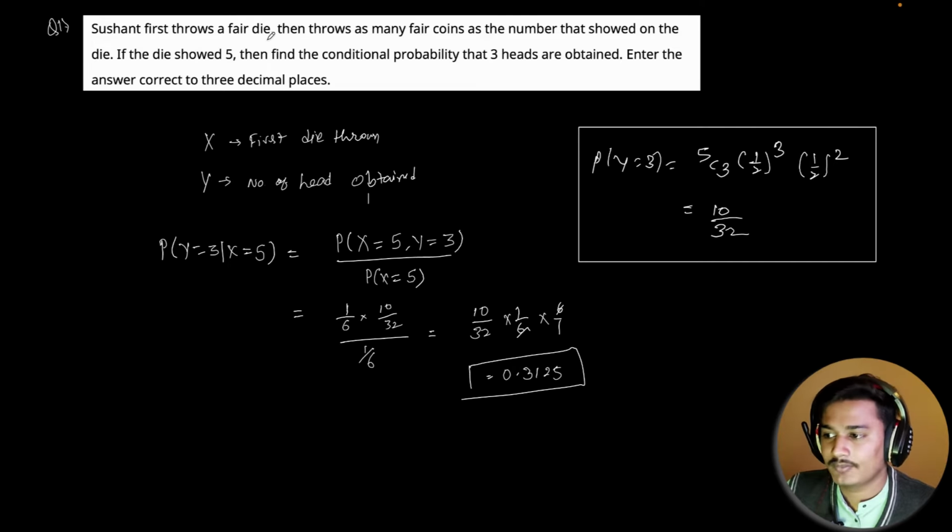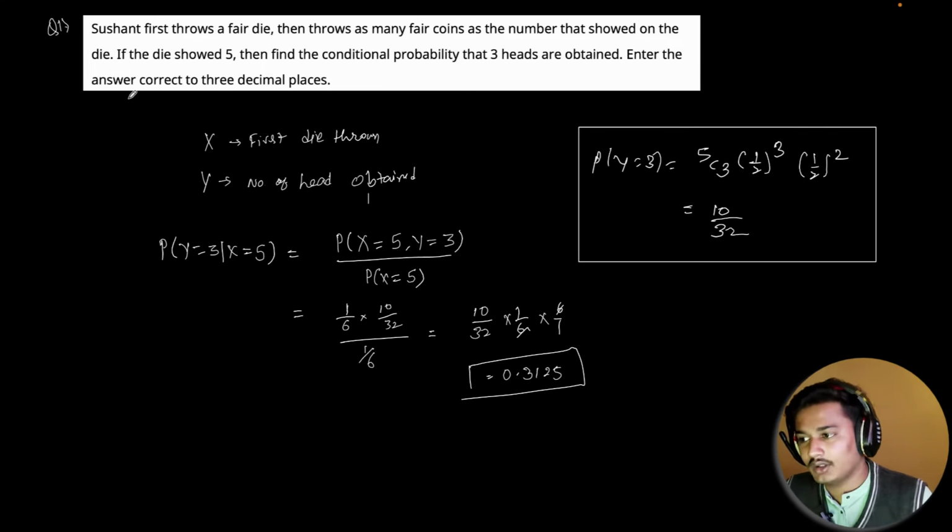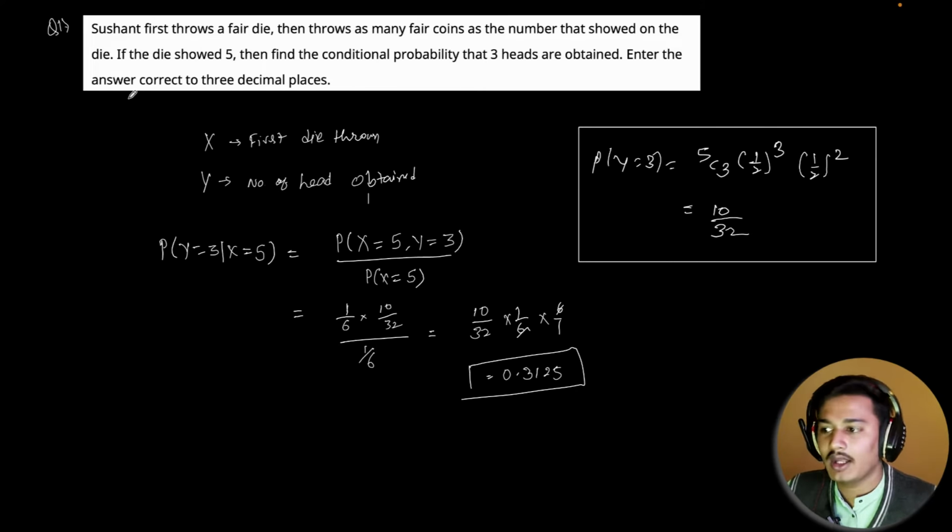So the first question: Sushant first throws a fair die, then throws as many fair coins as the number that shows on the die. Means first he throws one die, and whatever number he obtains, he will throw that many times. Then find the conditional probability that 3 heads are obtained.